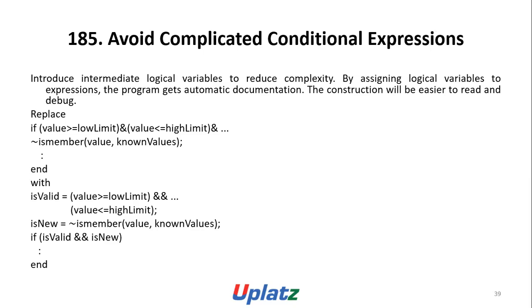Avoid complicated conditional expressions. Introduce intermediate logical variables to reduce complexity by assigning logical variables to expressions. The program gets automatic documentation, and the construction will be easier to read and debug. Replace if value greater than or equal to lowLimit and value less than or equal to highLimit and not ismember(value, noValues) with isValid = value greater than lowLimit and value less than highLimit, isNew = not ismember(value, noValues). If isValid and isNew is the right way of writing.